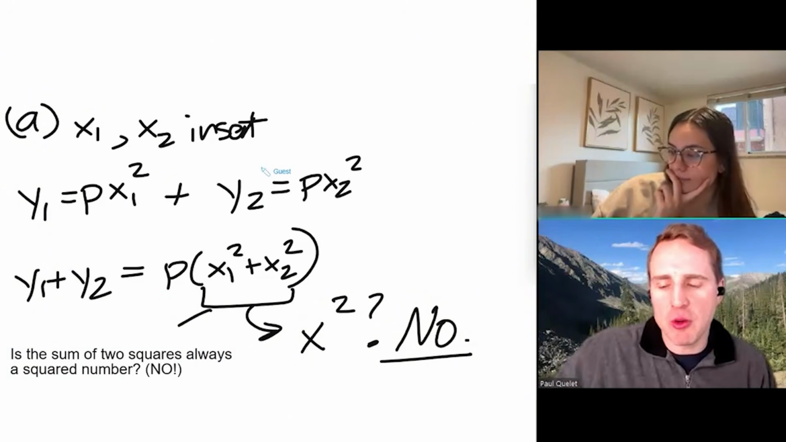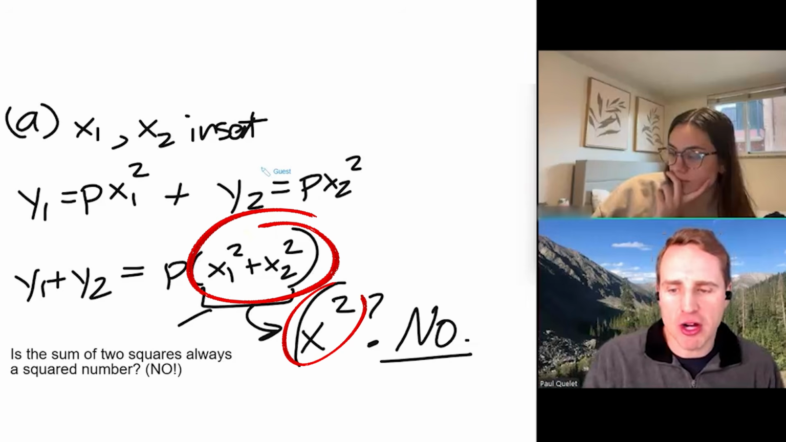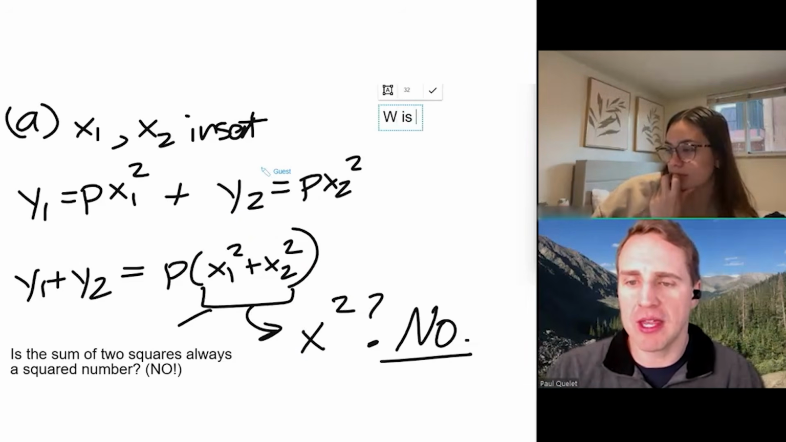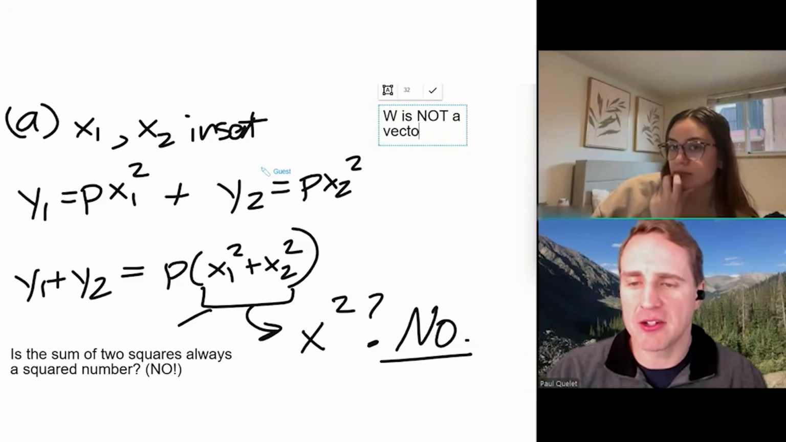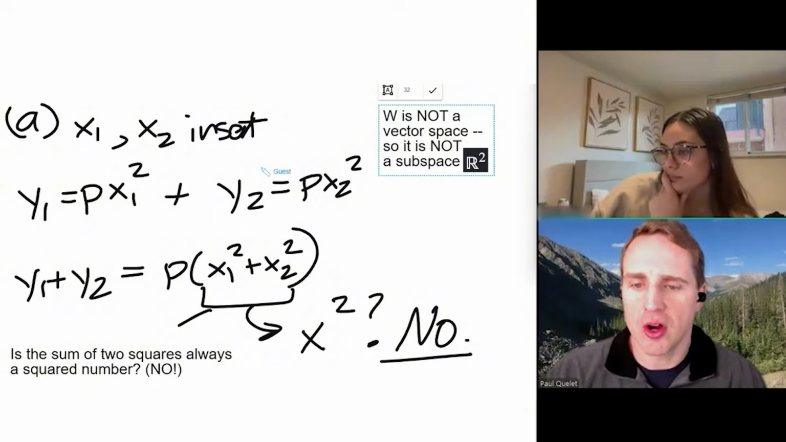Because remember, if you want this to have the properties of a vector space, this right here has to have the same structure as just a regular input x squared. So W is not a vector space, so it is not a subspace of R2.